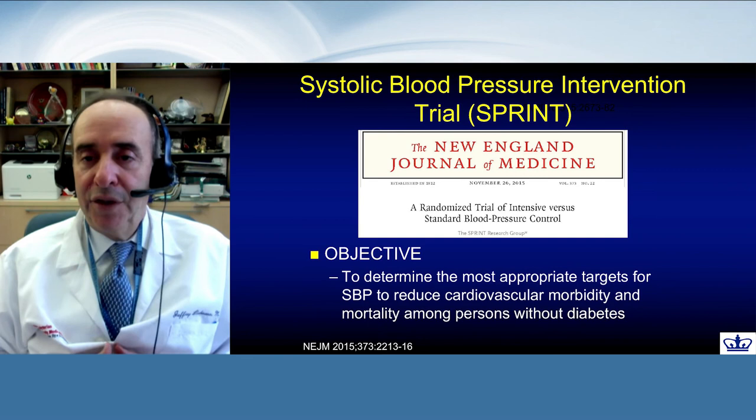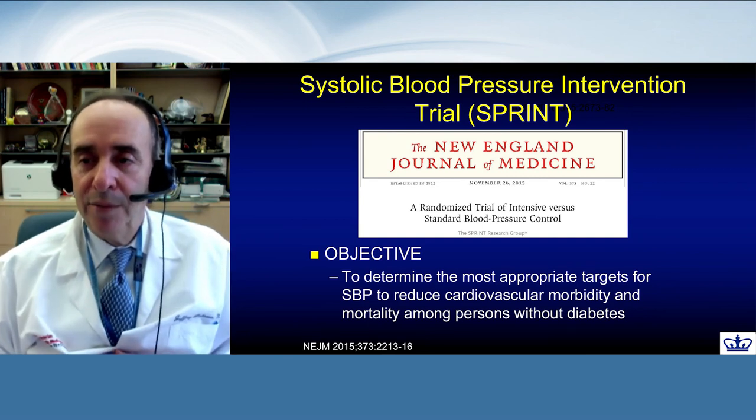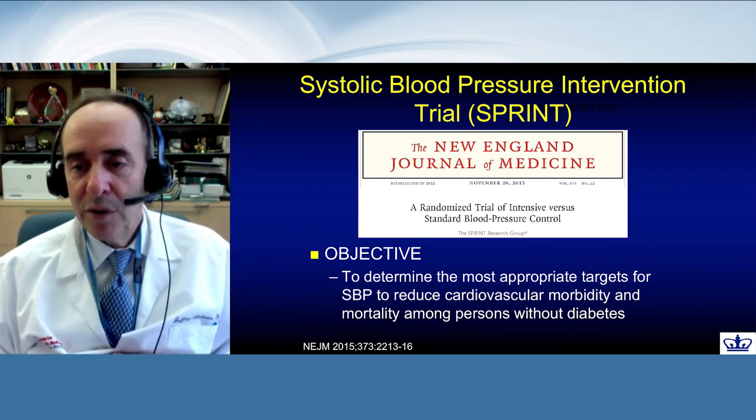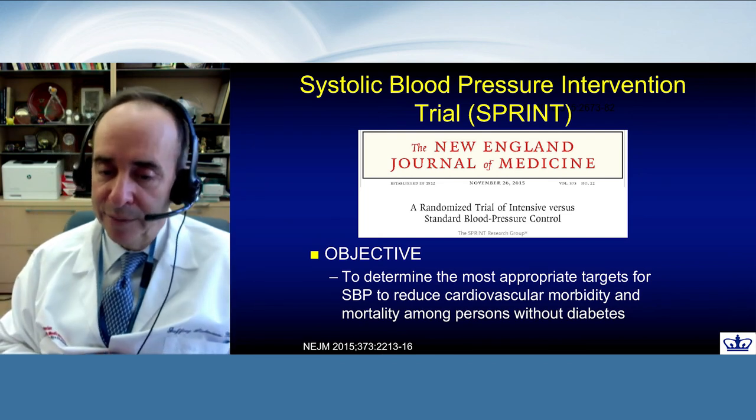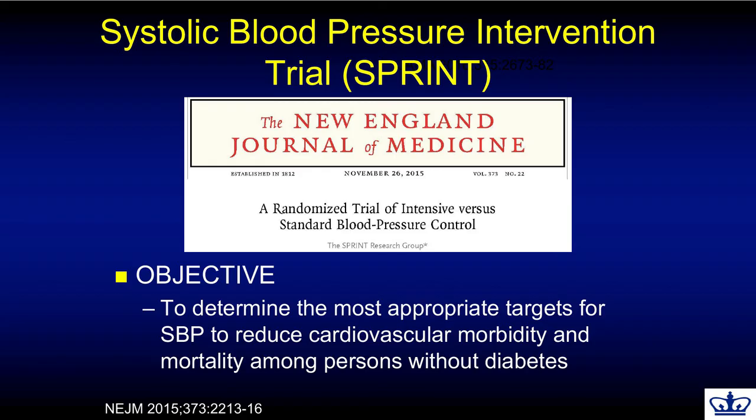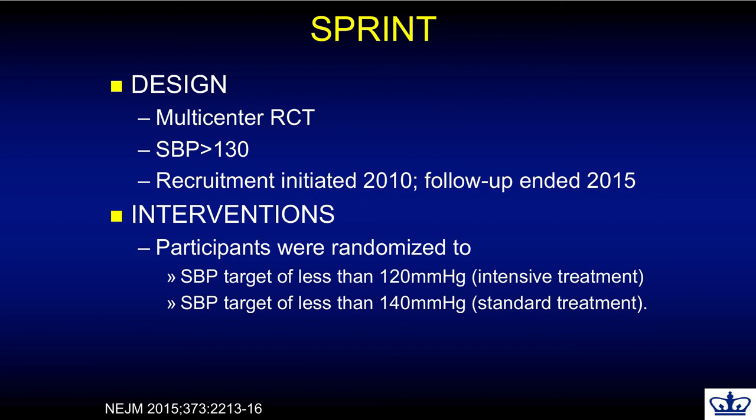That brings us back to the SPRINT trial, the Systolic Blood Pressure Intervention Trial, which was published now 3 years ago. Its objective was to try to determine the best blood pressure treatments for patients. That was a randomized prospective trial. Now, in the United States, the standard treatment is to reduce systolic blood pressure to less than 140. In this study, they used every available means to reduce it to less than 120 millimeters of mercury for all patients.